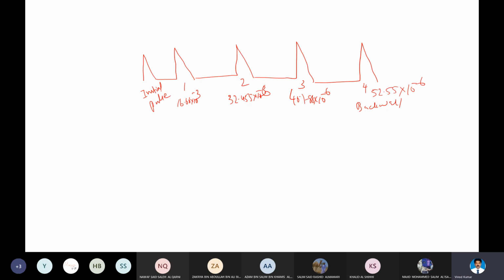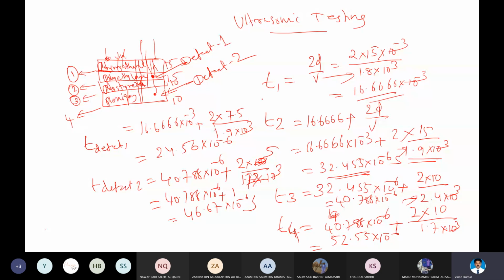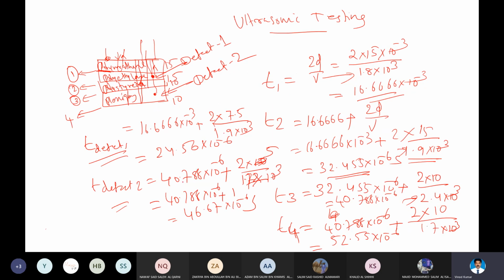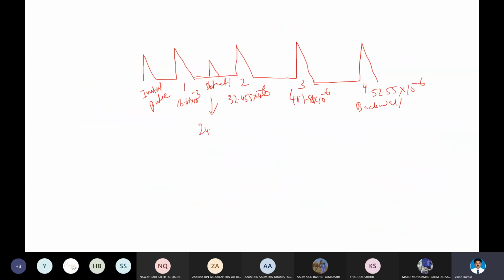Now here, these are the curves. Now, in this equation, we forgot defect 1 and defect 2. We need to include defect 1, which is between 1 and 2. So it must be a smaller echo between 1 and 2. This is defect 1. What is the time for defect 1? You have to write 24.56 times 10 raised to minus 6 seconds.